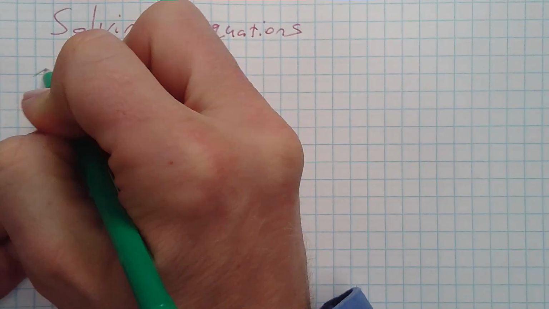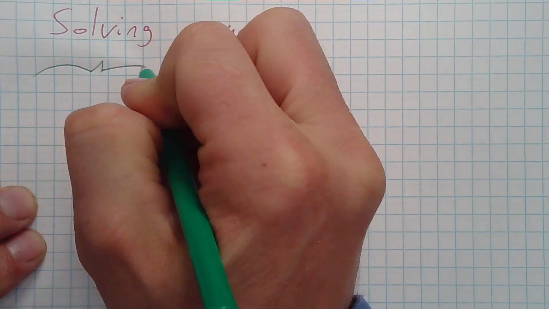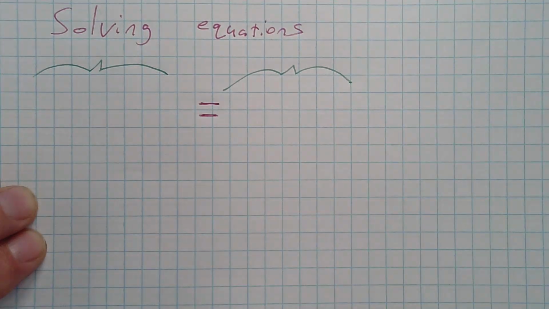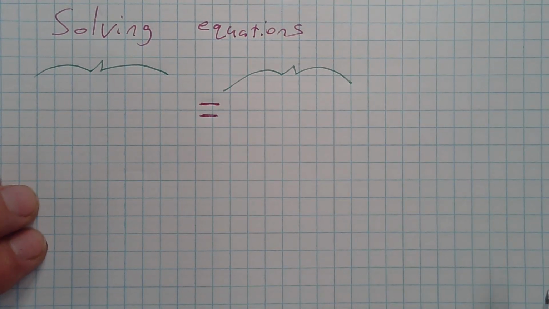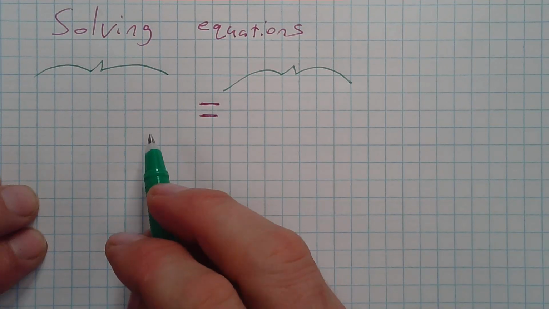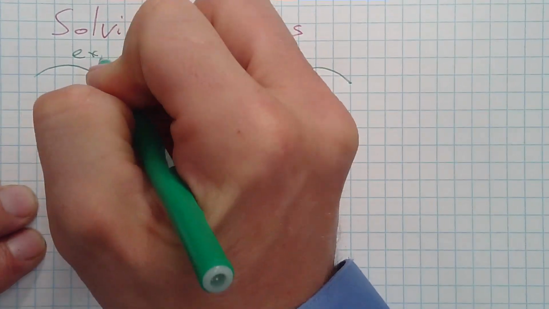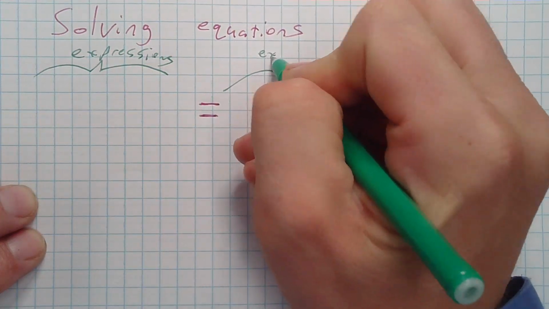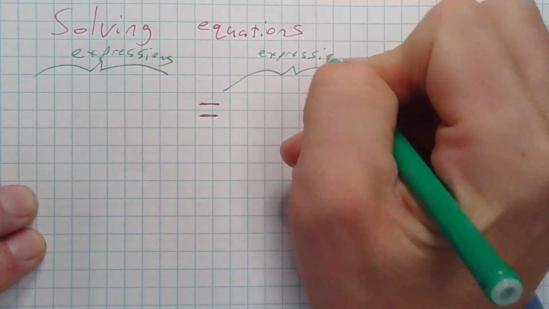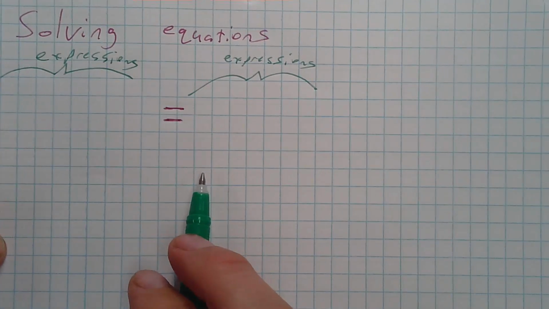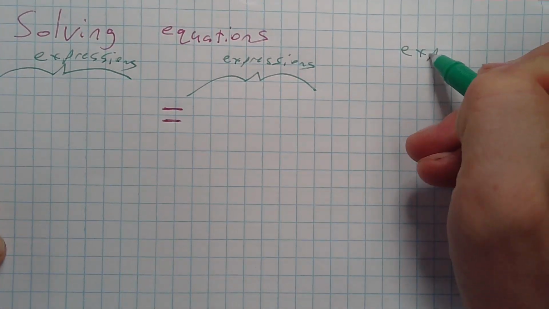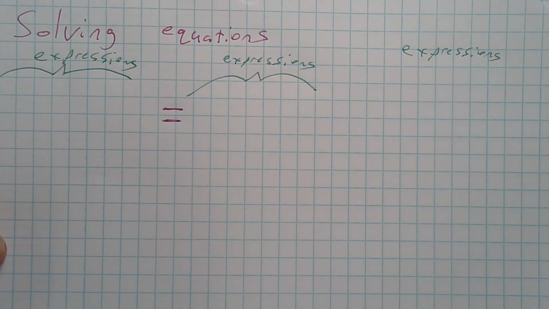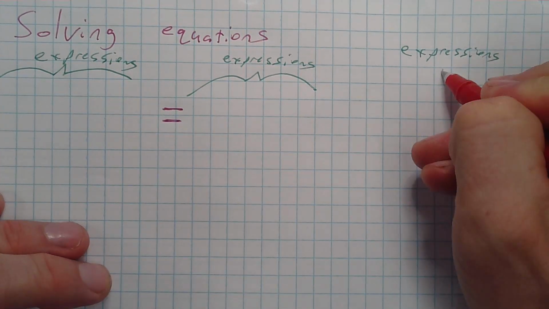We're going to say this is an expression, and this is an expression. An expression can be really long, or it can be really short. These are going to be expressions. And expressions are made up of terms.